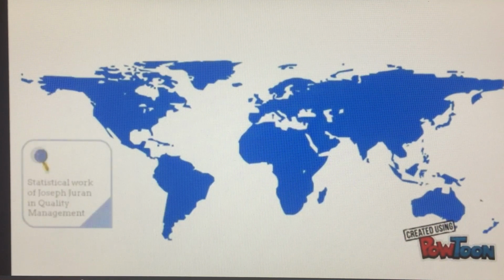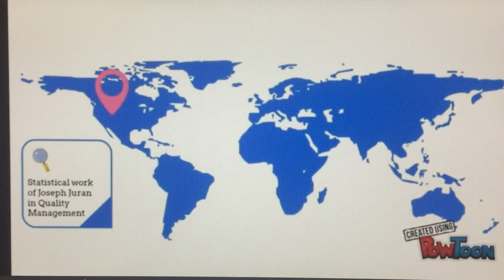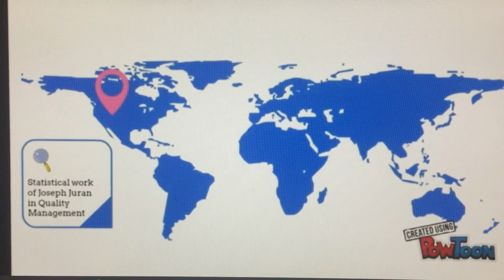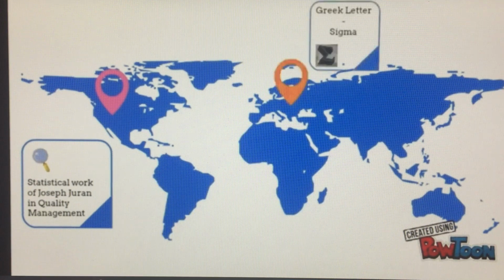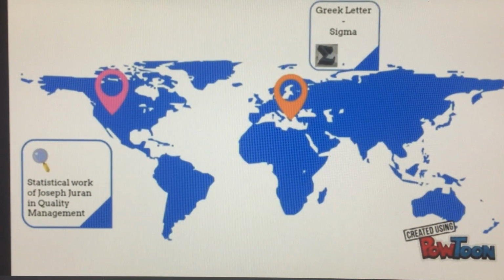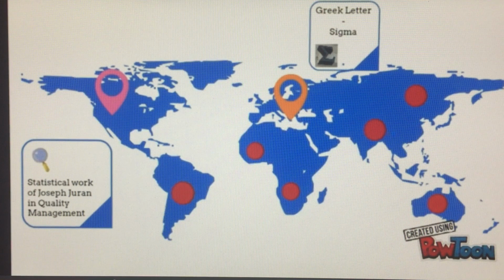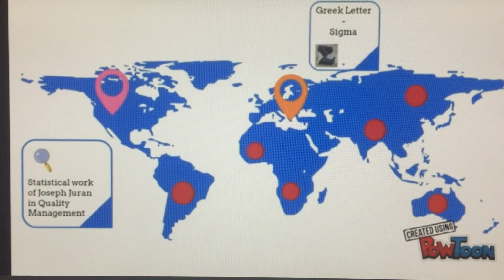Six Sigma has global roots. Its body of content is based on the work of statistician Joseph Juran, a Romanian-born US citizen. Its terminology, sigma, comes from the Greek alphabet and is widely used in statistics. Today, businesses in regions worldwide are being swept over by the Six Sigma drive for perfection.